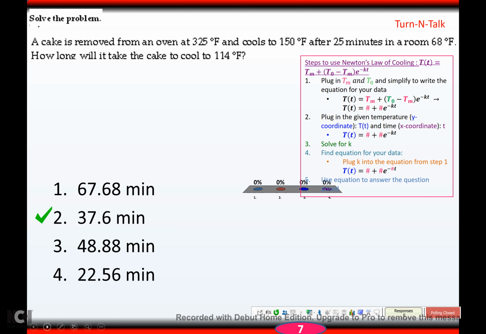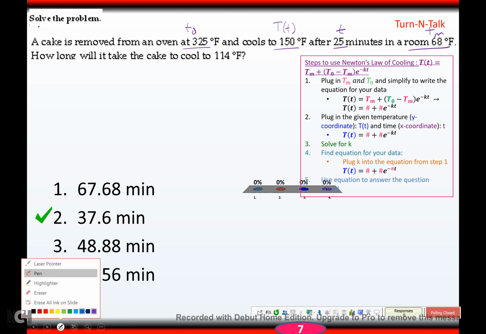Alright, so a cake is removed from an oven at 325. That's your initial temperature. It cools to 150, that's one of your final temperatures, after 25 minutes in a room that's 68. That's the temperature of your medium. How long will it take to cool to 114? So the first thing we're going to do is set my function up with all of this information. I'm going to skip a step that I did last time. I'm going to simplify a couple things at once.